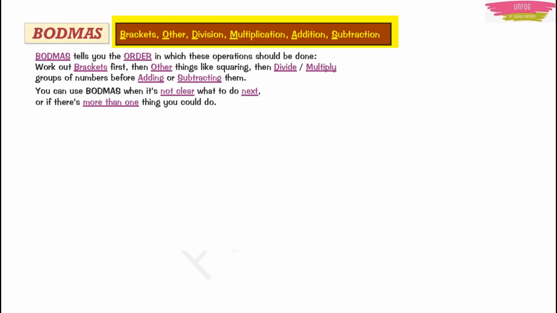At last, if needed, you add, or if needed, subtract. Okay, you can use this BODMAS when it is not clear what to do next, because if you do whatever you feel, then your answer will be wrong. So this is the procedure for mathematical operations to be carried out.